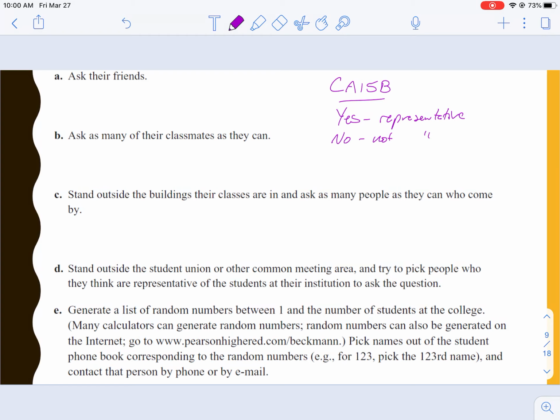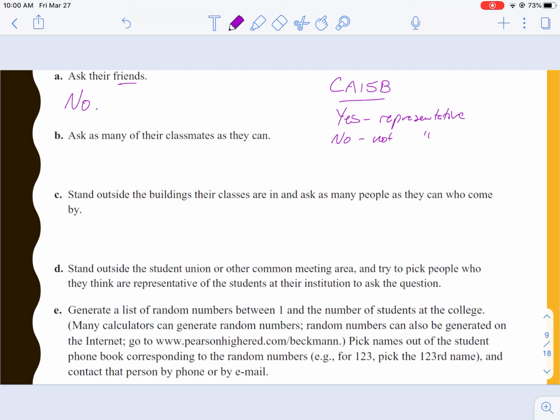How about asking your friends? I would say no. Likely they're your friends because they have similar perspectives, similar tastes, similar opinions as you. Even if you feel like you're pretty diverse and you have a wide range of friends, it's just unlikely that you're going to get a pretty representative perspective of, say, the campus.